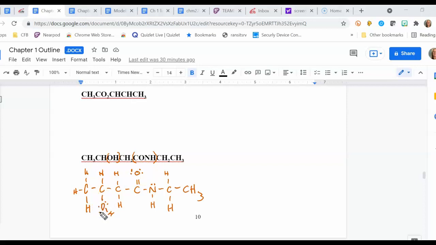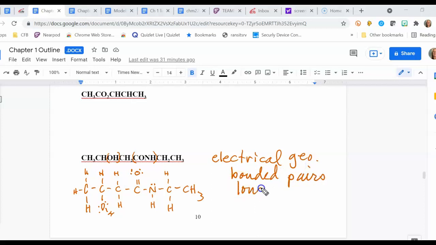Now you might be wondering, why are we drawing in the lone pairs? It's because you need to be able to say what hybridization things are. It's because you need to be able to say what electrical geometry things have. So for instance, if we were asked, what is the electrical geometry of the oxygens in this molecule? So remember, electrical geometry takes into account not only bonded pairs of electrons, but also lone pairs of electrons.